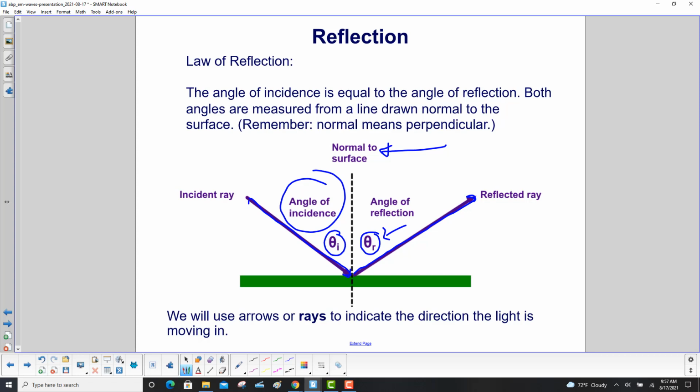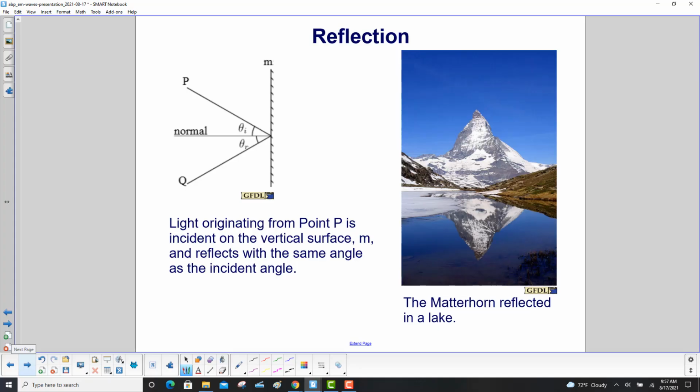We'll use these arrows or rays to indicate the direction that the light is moving in. Here we'll look at it sideways. Light originating from point P is incident on the vertical surface M and reflects with the same angle as the incident angle. These two angles are equal. And here's a nice example of the Matterhorn reflected in a lake. I think this is the real one, and down here is the reflection.